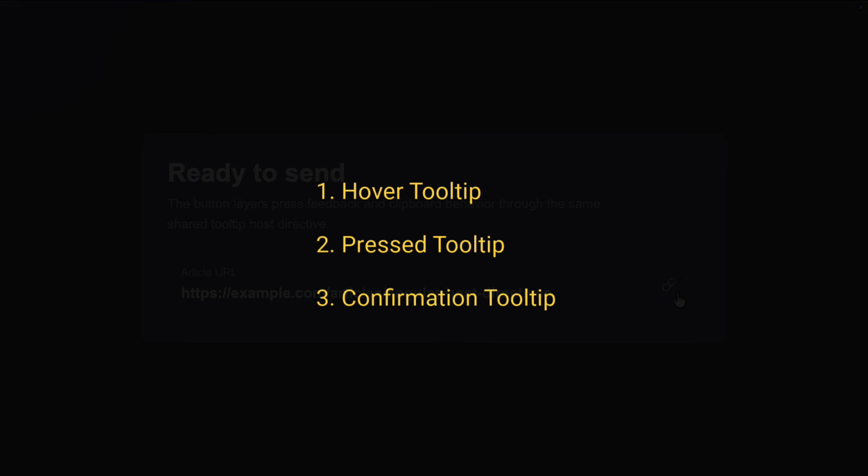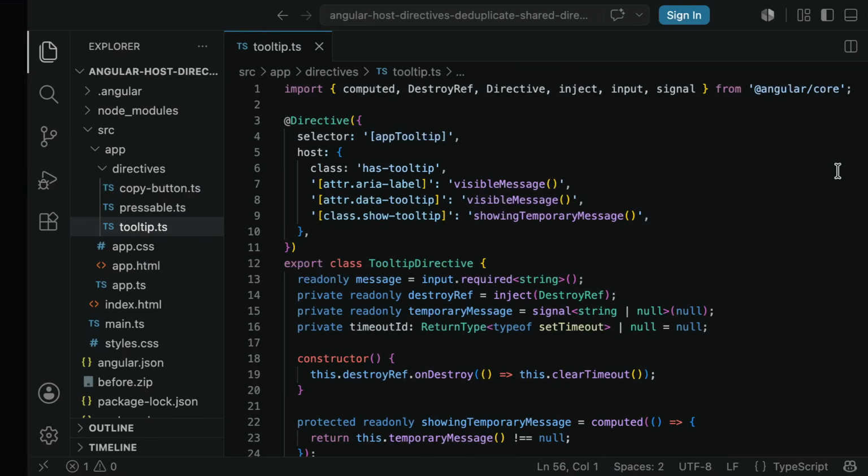Now, in this app, we already have some directives that can help us build this pretty quickly. But there's one problem. The way these directives are built, they both reuse the same shared tooltip directive. And without Angular 22, that can cause a duplicate directive error. So let's look at the code and see why.